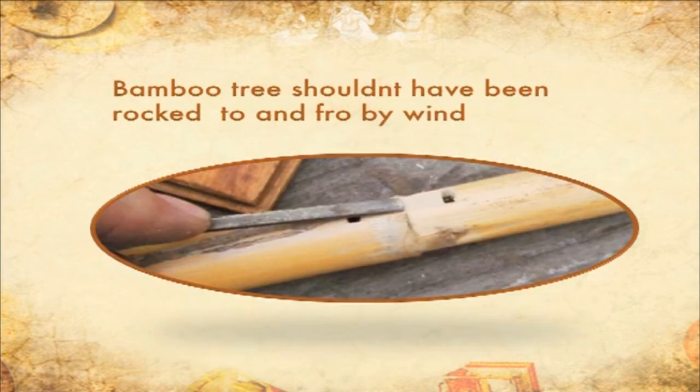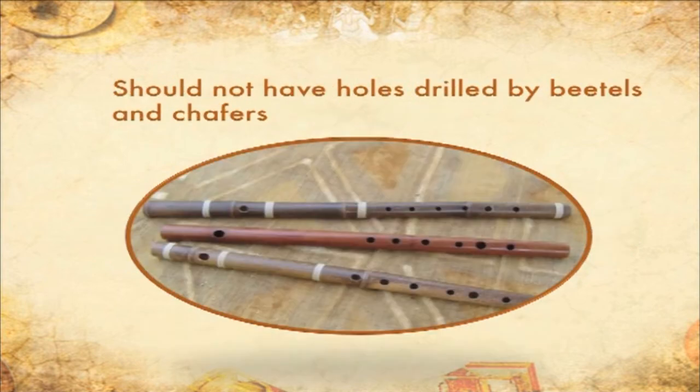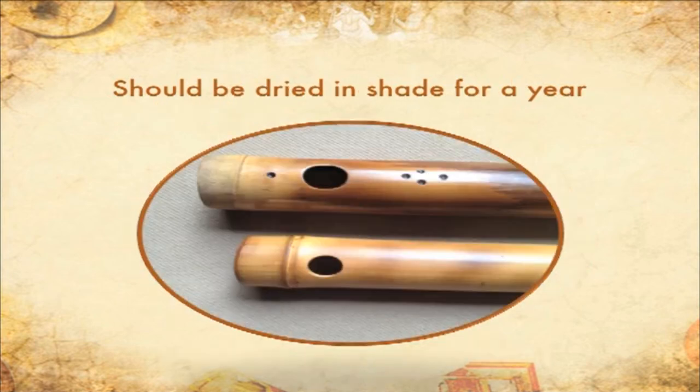The bamboo tree should not have been rocked to and fro by the wind. It should not have holes bored by beetles and shafters. It should be dried in shade for about a year.